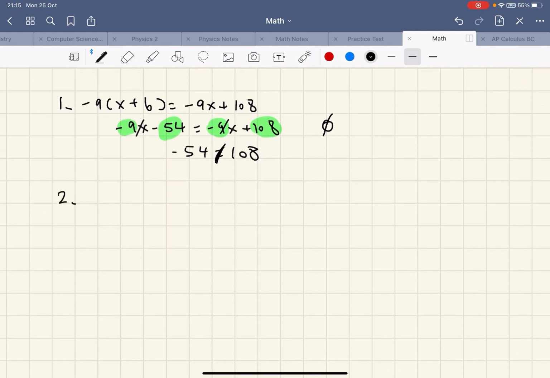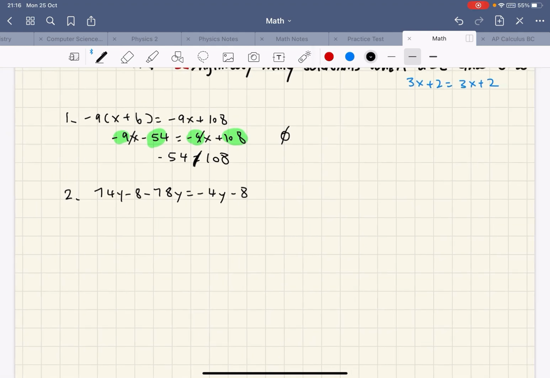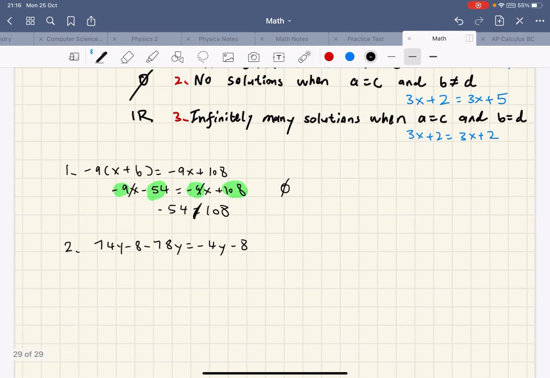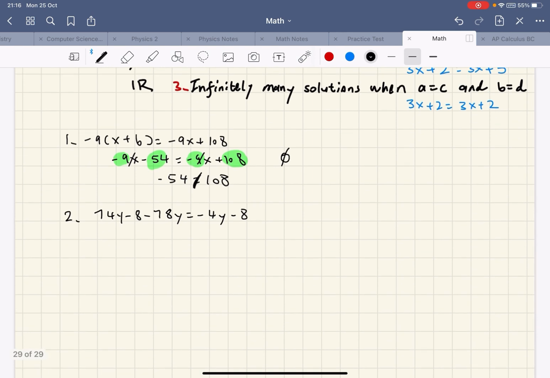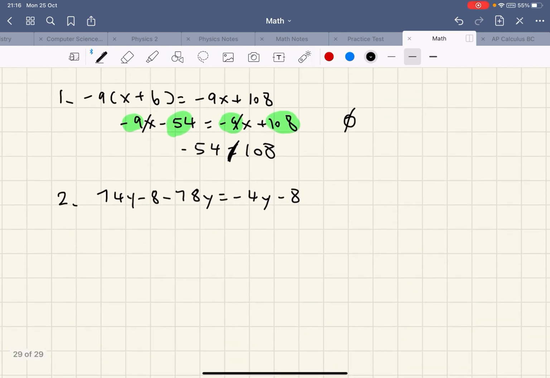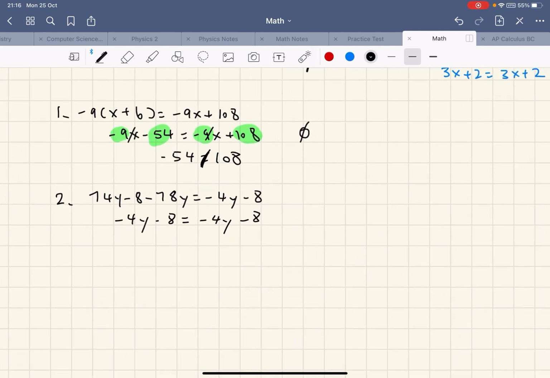Let's try a different problem. How many solutions does this equation have? 74y minus 8 minus 78y equals negative 4y minus 8. Again, we need to turn this equation into the form ax plus b equals cx plus d. So 74y minus 78y, that's negative 4y minus 8 equals negative 4y minus 8. Now notice, here a equals c and b equals d.